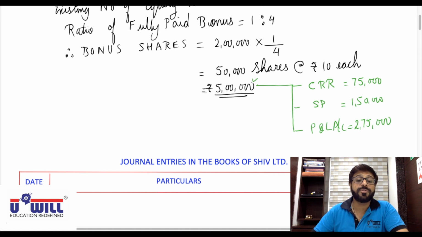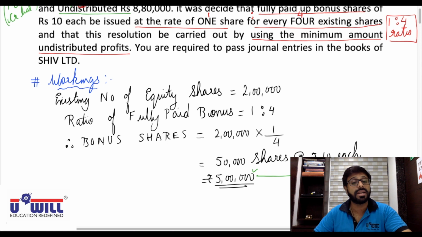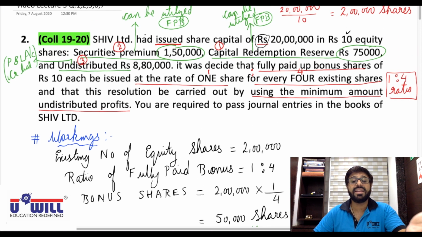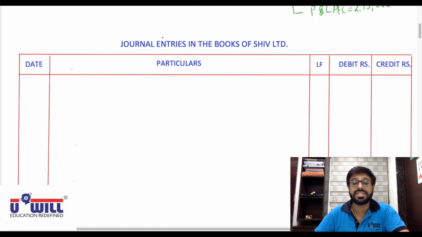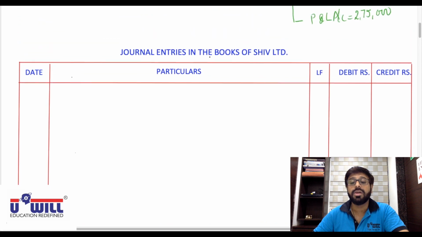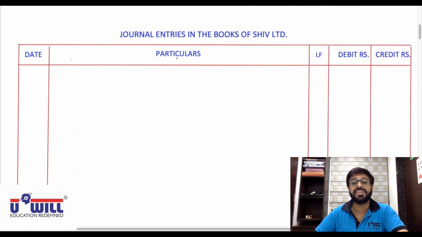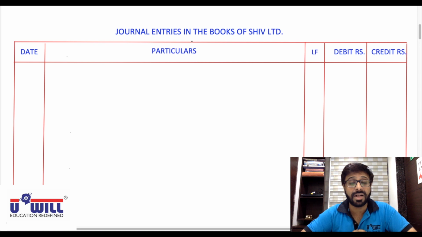Okay, so all of you must be clear with this workings. This workings you'll always make for fully paid bonus shares. For partly paid, this kind of workings are not required, because in partly paid, directly final call amount itself is the bonus. Now all of you make the format of journal entries. Journal entries in the books of Shiv Limited, only 2 entries would be there, so small format is sufficient, half a page is sufficient. Okay, pause the video and make the format of journal entries in the books of Shiv Limited, half a page.